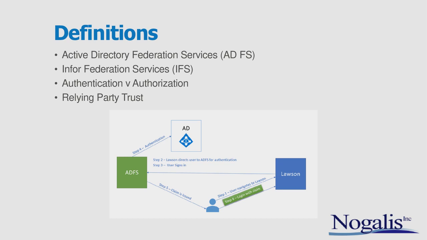So that brings me to my next point. It's important to know the difference between authentication and authorization. Active Directory Federation Services is just used for authentication, and so is IFS. It's just saying, yes, this user is allowed to log in to this system. But you're still going to have to maintain all of your security in Lawson Security and Landmark Security or Infor Security Services, ISS, for authorization. So what applications you actually have access to will still remain the same.